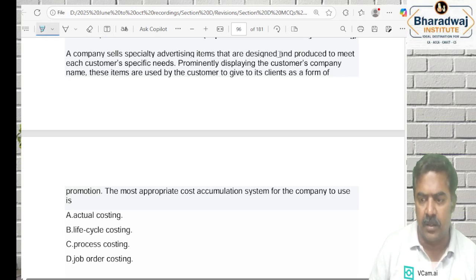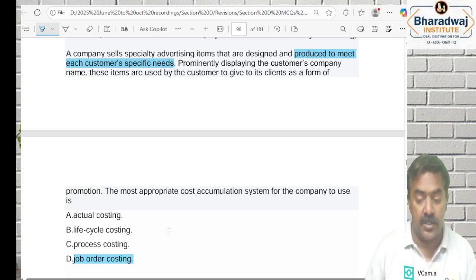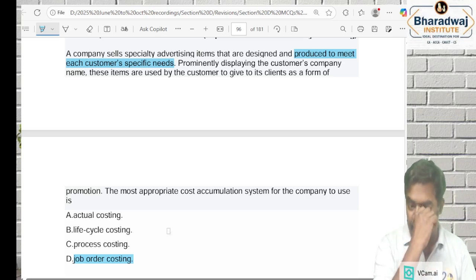Designed to meet each customer's specific needs. So customized work will come under which one? Job order costing. Heterogeneous, unique work will come under which one? Job costing system.